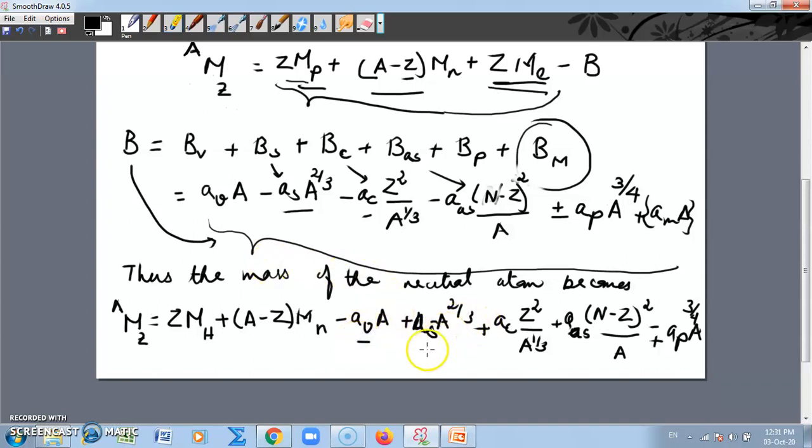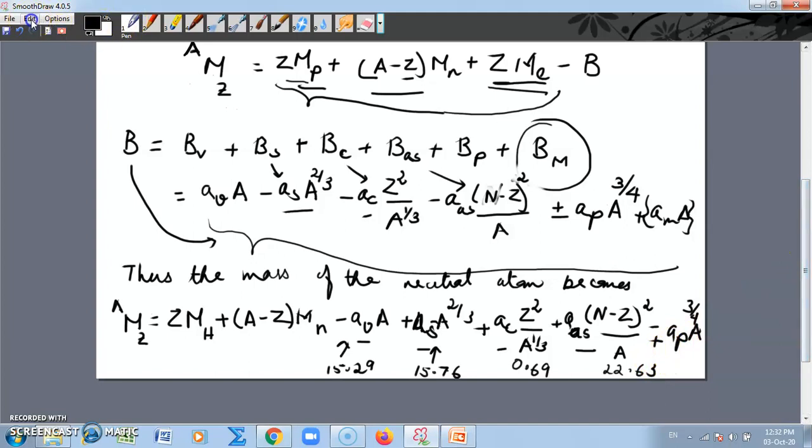Let us at the end look at the values of AV, AS, AC and AA. You'll find that AV is equal to 15.29. See, these results have been found purely by experimenting, and there are no theories involved here. A surface is 15.76, A Coulomb is 0.69, A asymmetric is 22.63. So these are the different values.